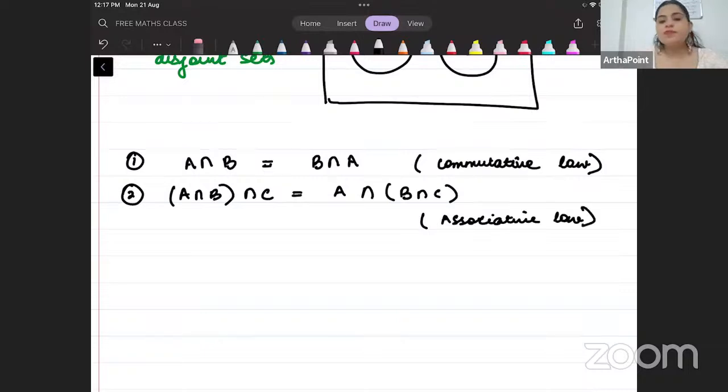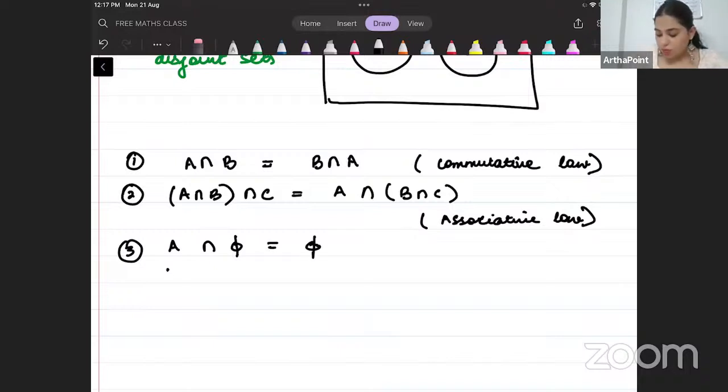Associative law. Next property, beta, third. If you find common between A and null, then null has nothing in it, so what will its common with A be? Nothing, because null is null. So that will give you phi.